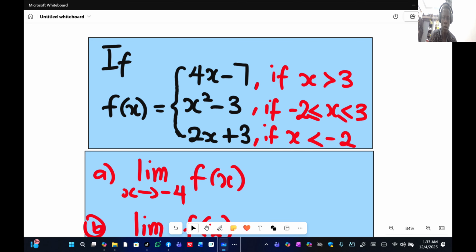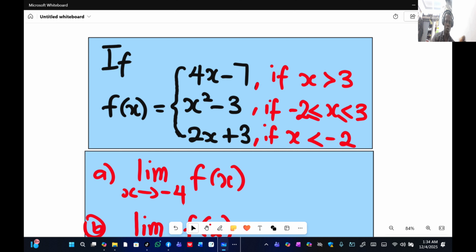We have a nice problem here, and we are to determine the solution. Here we have a function f with three components. The first component is 4x minus 7, with the condition x is greater than 3. The second component is x squared minus 3, where x is greater than or equal to negative 2 but less than or equal to positive 3. The last component of the function f is 2x plus 3 if x is less than negative 2.